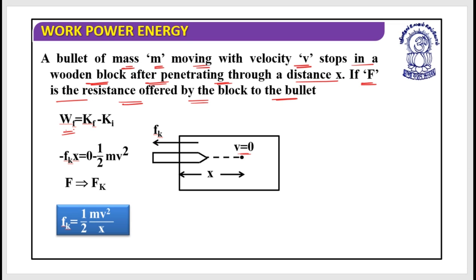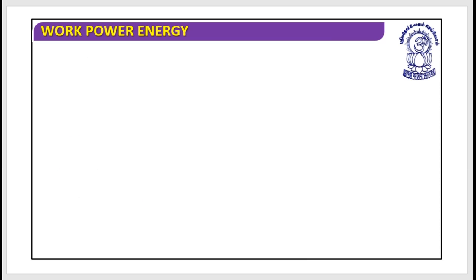So work done due to friction is minus of F x. Final energy is 0 as it comes to rest. So this is 0 minus half mv square. And so you can have the force of friction is equal to half mv square by x. Yes, it is as simple as that. I hope these things are clear. Is it clear? So will you be ready to do this kind of questions? Let's have a look.